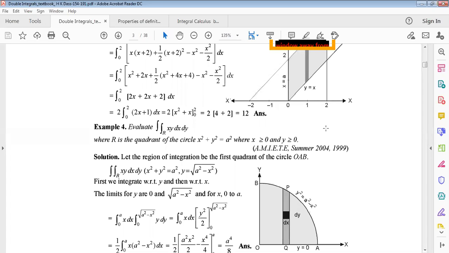Now we have to find out gamma 5. Gamma 5 equals 4, 3, 2, 1. Multiply: 4 times 3 times 2 times 1.